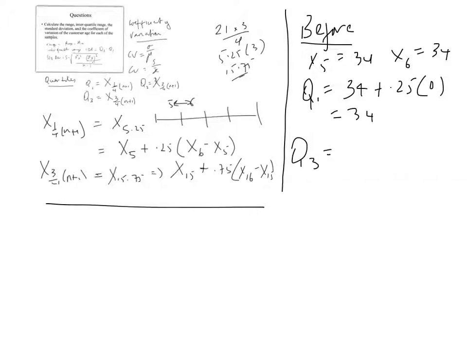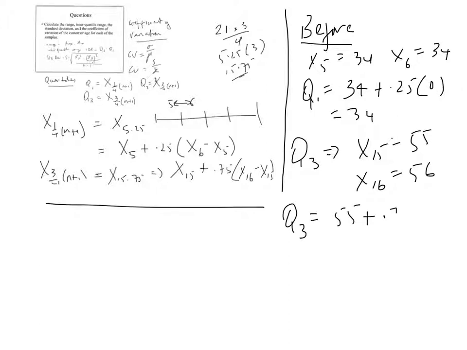Q3 would be, we need x15. What is x15? x15 is 55. x16 is equal to 56. So there's only a difference of 1 between them. And so Q3 is 55 plus 3/4 of the difference between 55 and 56, which is just 1. In this case, that is 55.75. So that's the first and third quartiles.